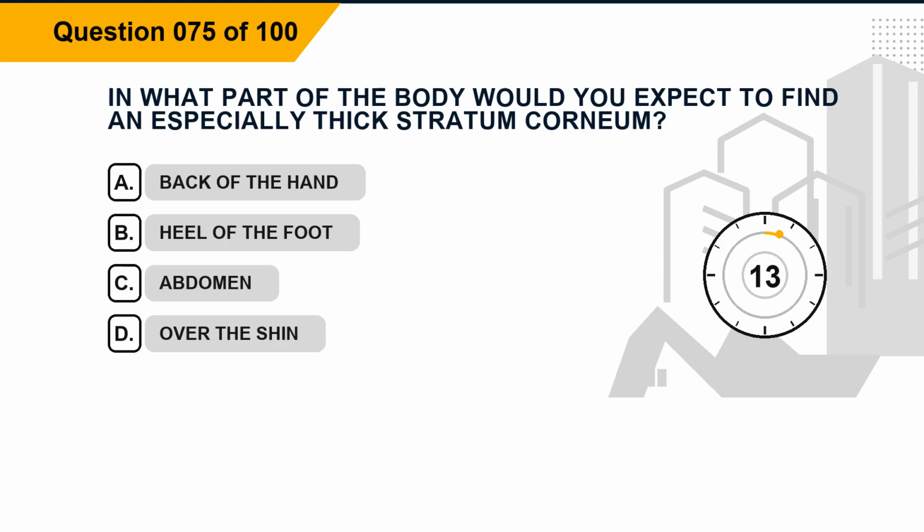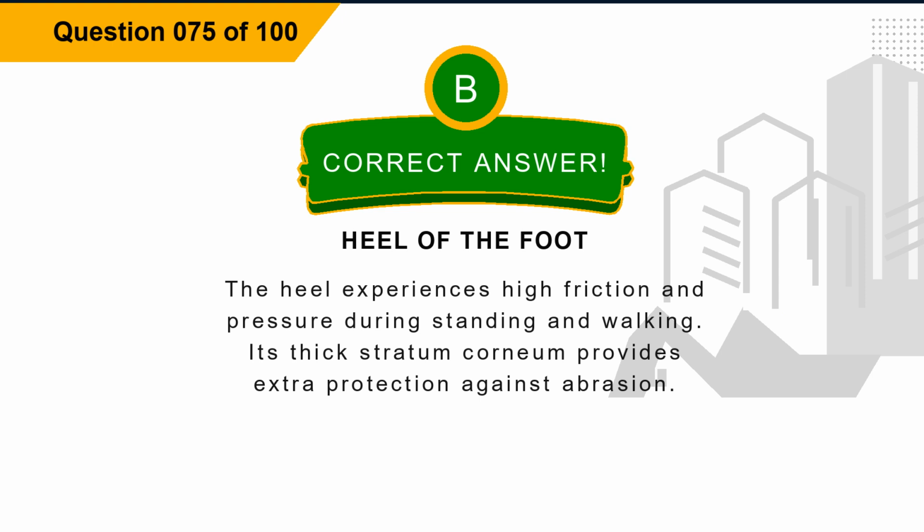Question 75. In what part of the body would you expect to find an especially thick stratum corneum? Option A, back of the hand. Option B, heel of the foot. Option C, abdomen. Option D, over the shin. The correct answer is option B, heel of the foot. Explanation. The heel experiences high friction and pressure during standing and walking. Its thick stratum corneum provides extra protection against abrasion.